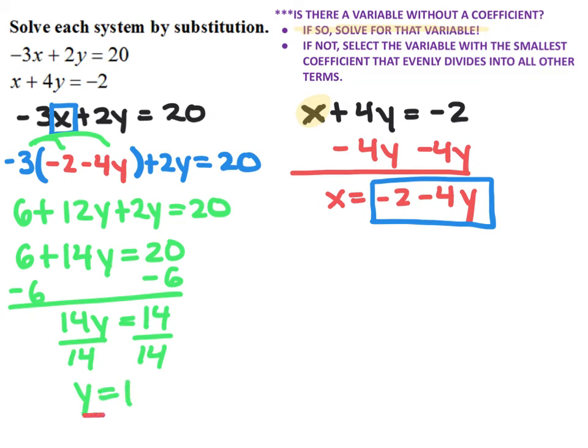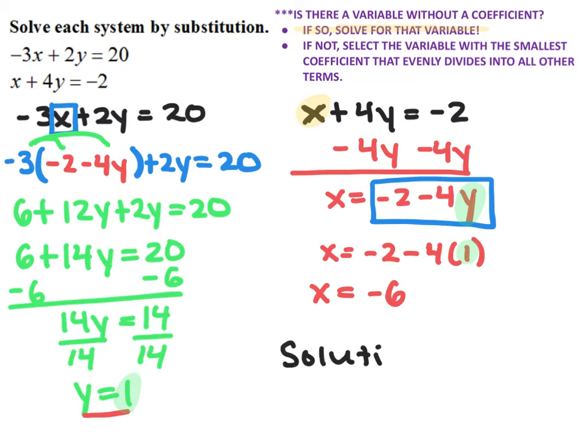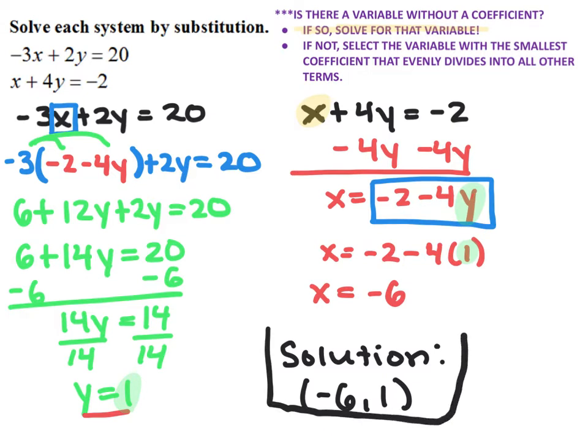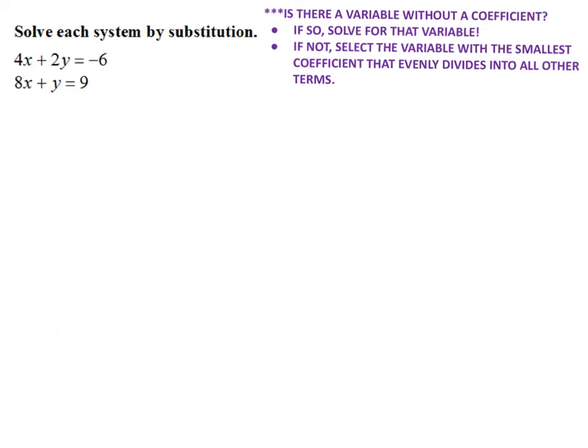Now you can take this value of y and plug it into the original equation. So you'll get x equals negative 2 minus 4 times 1, so x equals negative 6. So the solution to the system is negative 6, comma 1. Pause the video and try the next one on your own.